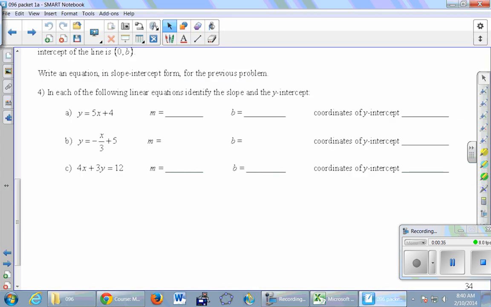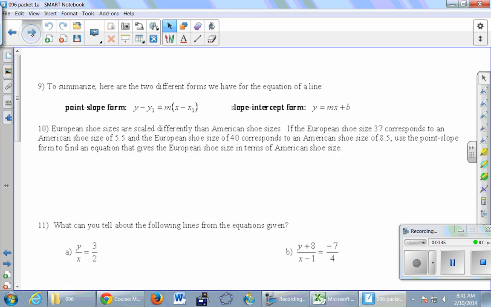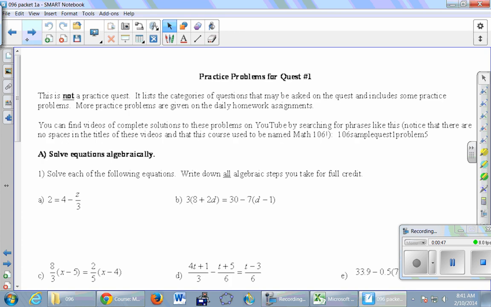Number 1, if you go a few pages down the road in the packet, I guess this starts on page 40. If you jump to page 40 real quick, you will find some practice problems for quest number 1. There they are. I think this is a really good resource. You will find an answer key a few pages away at the end of the practice problems.